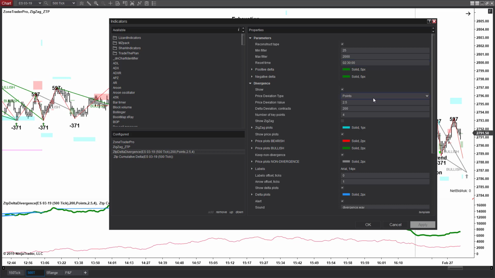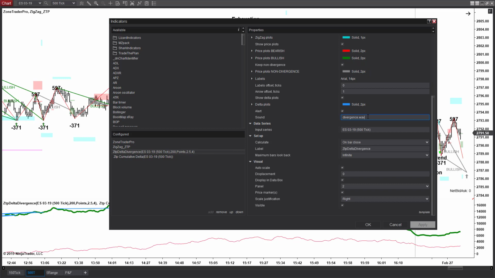Because this is on a 500 tick chart, I put the price deviation value at 2.5 points, and I put the number of key points at 4. I'm unchecking the value to say show zigzag, so that I do not have a zigzag from the regular ZoneTraderPro indicator overriding something and not being able to see it.